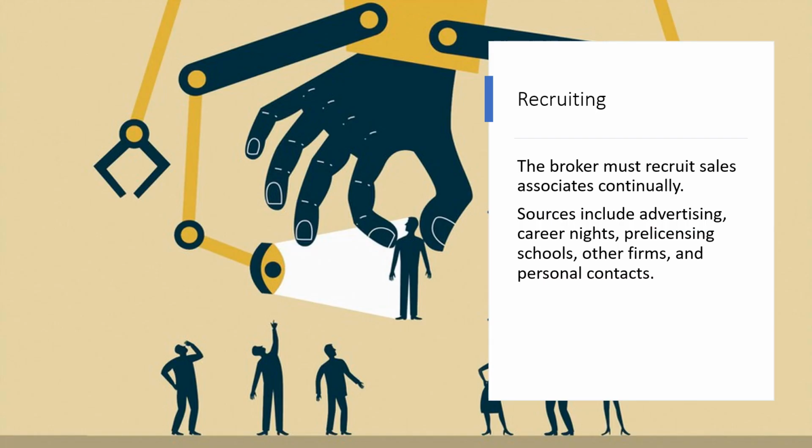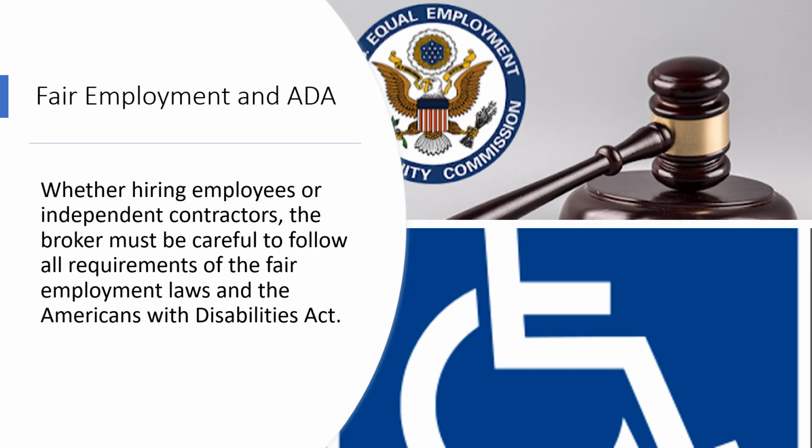The broker must recruit sales associates continually. Sources include advertising, career nights, pre-licensing schools, other firms, and personal contacts. Whether hiring employees or independent contractors, the broker must be careful to follow all requirements of the Fair Employment Laws and the Americans with Disabilities Act.